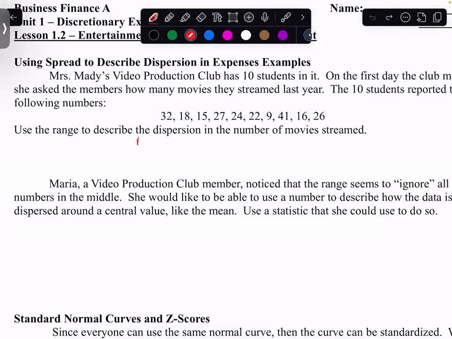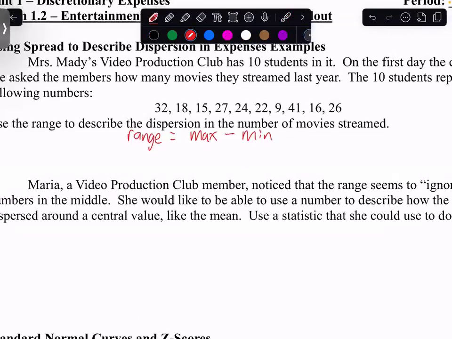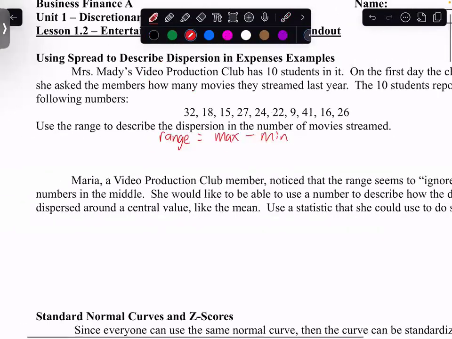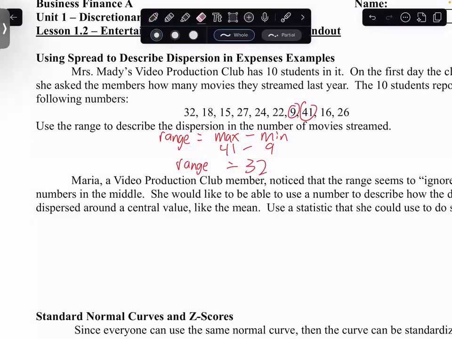Okay, so let's remember that regular range is simply the max minus the min, the biggest number minus the smallest number. So you want to make sure that you check if the values are in order or not. These are not in order, so we've got to find. Looks like the biggest number is 41, and the smallest number is 9. Okay, so the range is 32.